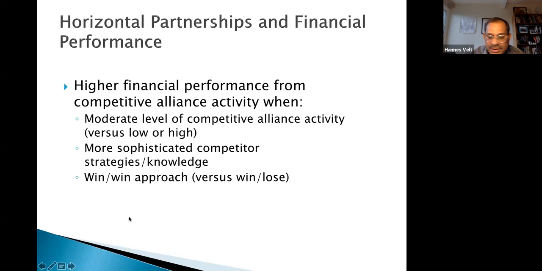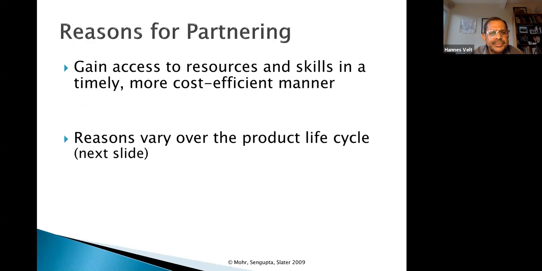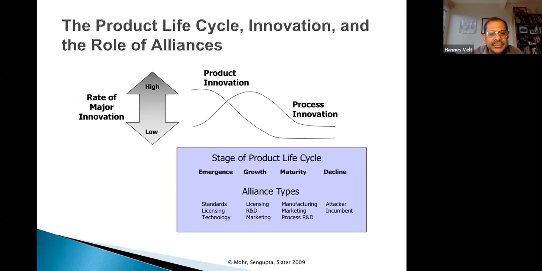Okay, let's go to some more slides here. Yeah, so you can see this is how the type of alliances will vary across the product life cycle. In the introduction or emergence stage, you have a lot of alliances for product innovation.